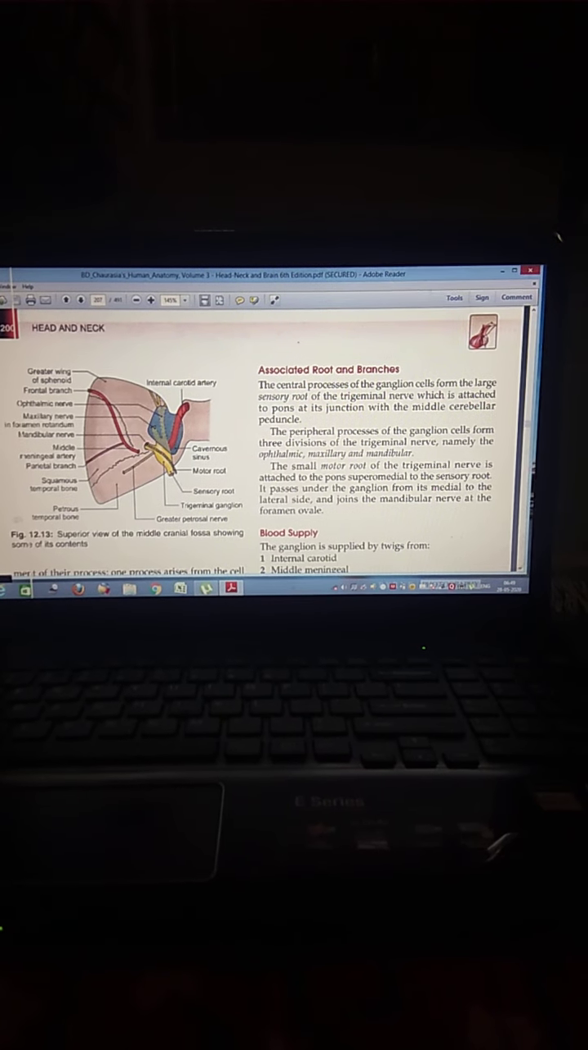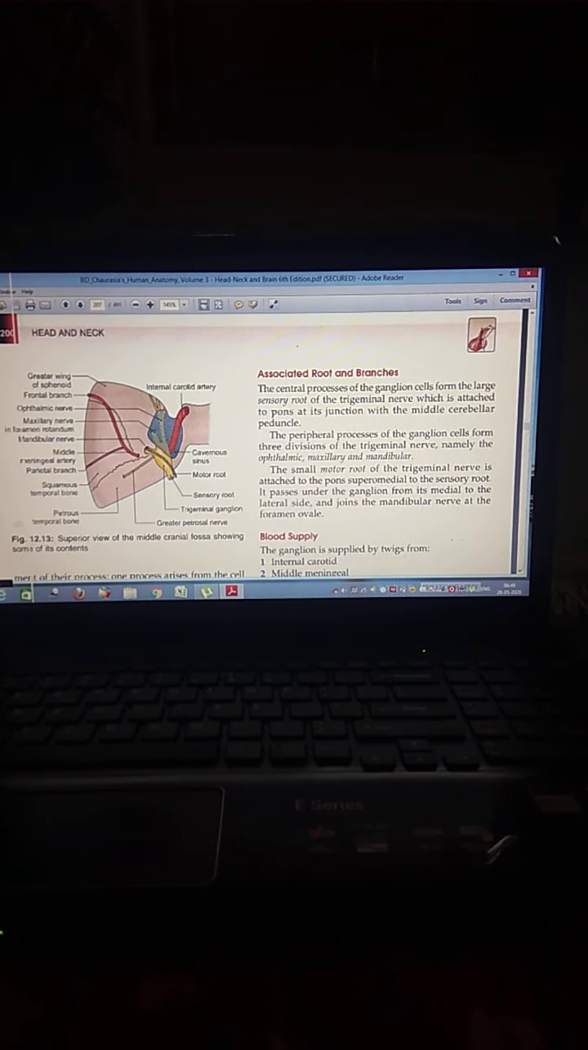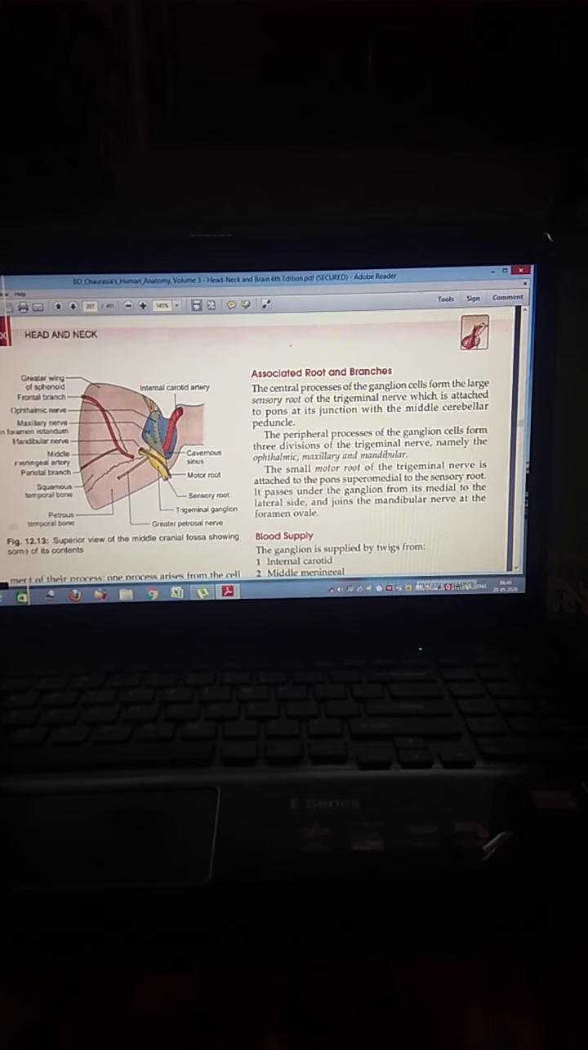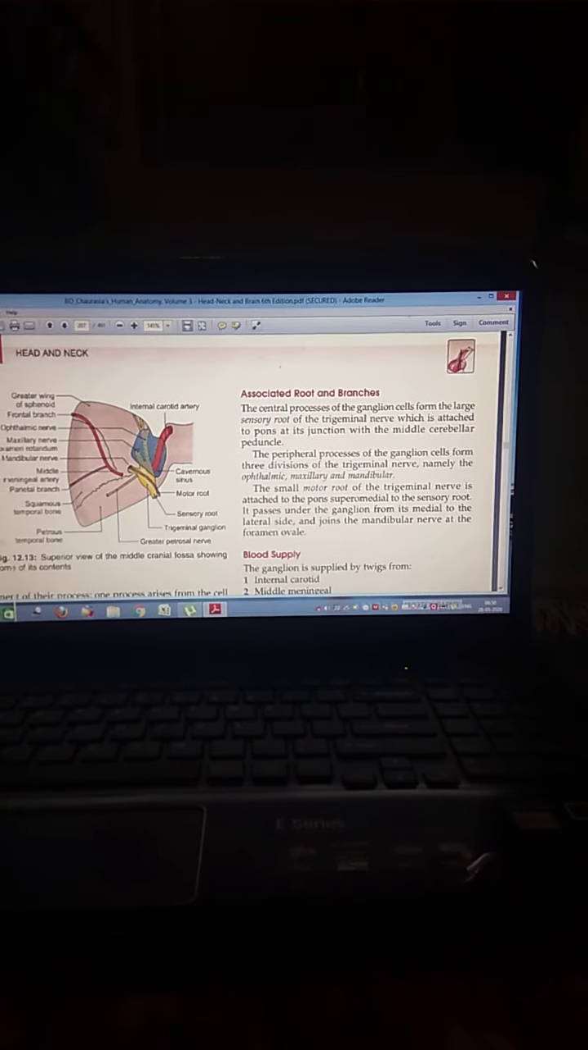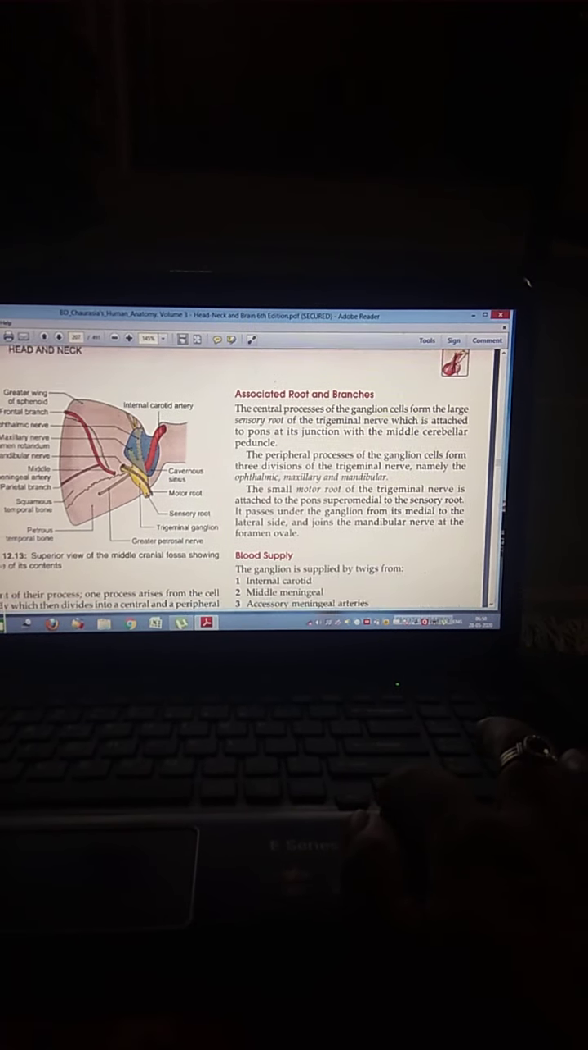Associated roots and branches. The central process of the ganglion cells forms the largest sensory root of the trigeminal nerve, which is attached to the pons at its junction with the middle cerebellar peduncle. The peripheral processes of the ganglion cells form the three divisions of the trigeminal nerve, namely the ophthalmic, maxillary, and mandibular. Now, blood supply. The ganglion is supplied by the internal carotid artery, middle meningeal artery, accessory meningeal arteries, and by the meningeal branches of the ascending pharyngeal artery.